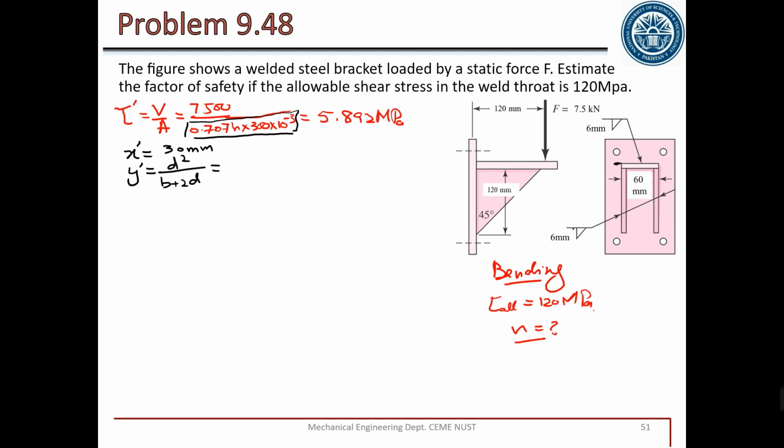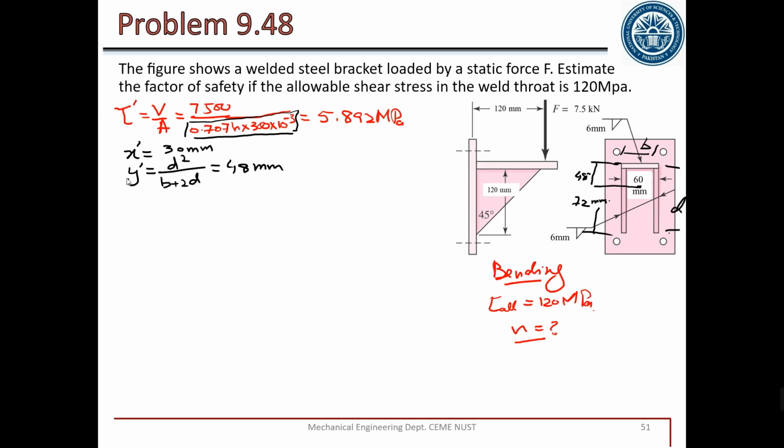We have the value, substitute the values. This is D, this is D, and this value is B. Substituting, we get Y bar equal to 48 mm. So the centroid of this plane lies at 48 mm from the top. And how much is this distance? 120 minus 48 gives us this distance, which is equal to 72 mm.